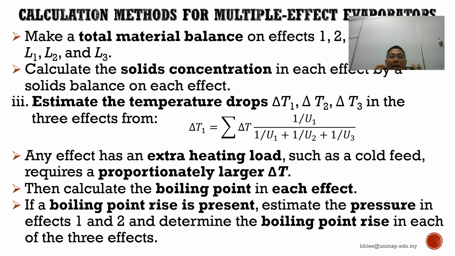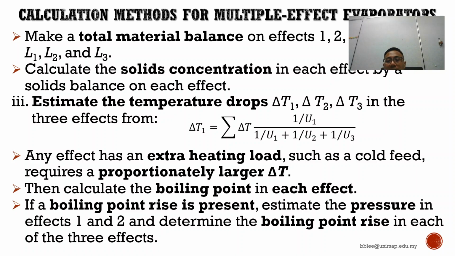Then estimate the temperature drops, delta T1, delta T2, and delta T3, for the three effects. We use the correlation that we mentioned just now: delta T1 is proportional to 1 over U1, delta T2 to 1 over U2, and delta T3 to 1 over U3. Any effect that has an extra heating load, such as cold feed, requires a proportionally larger delta T. Then calculate the boiling point in each effect.